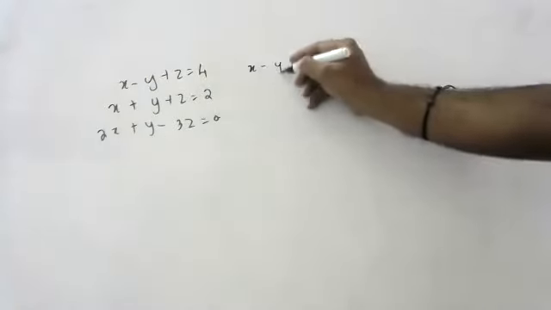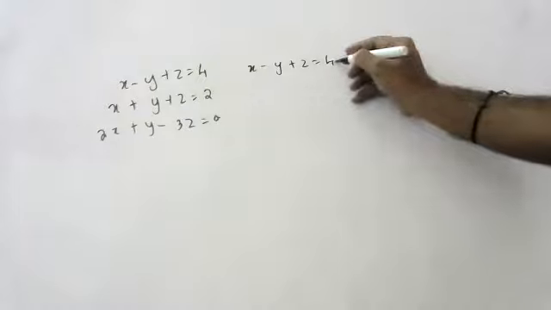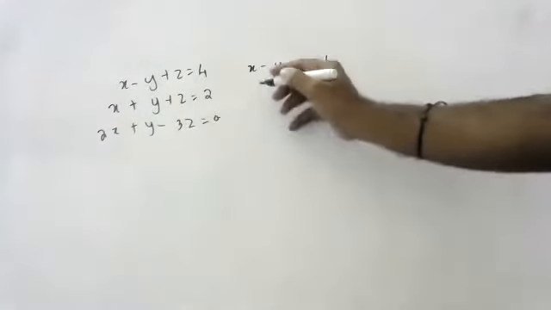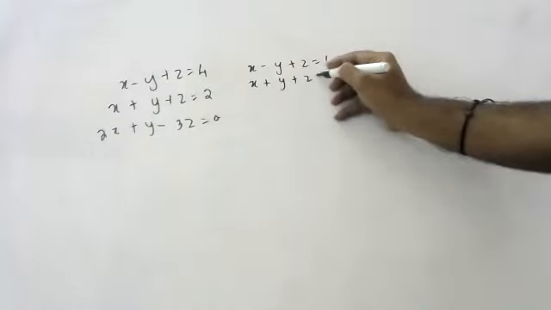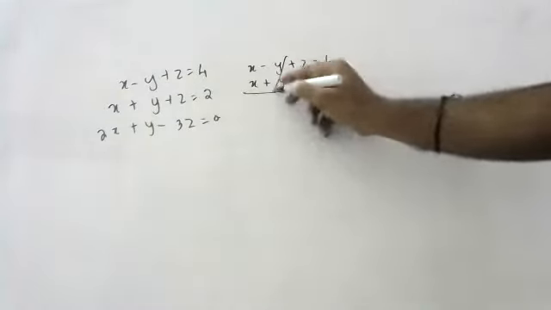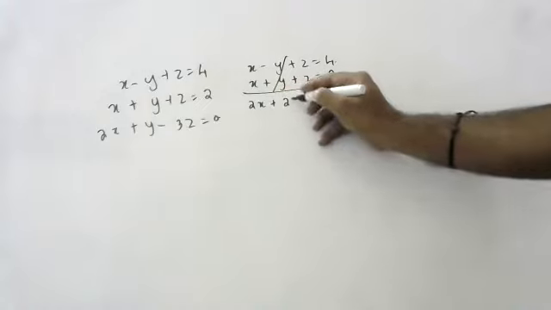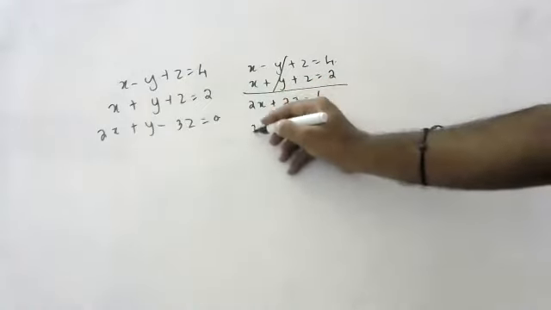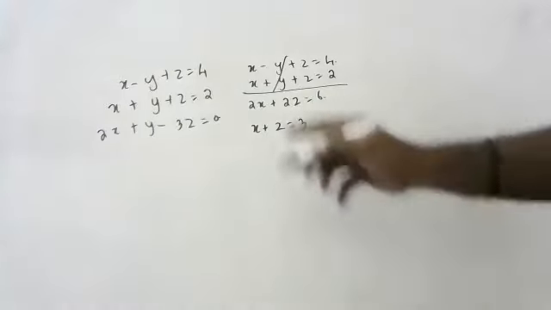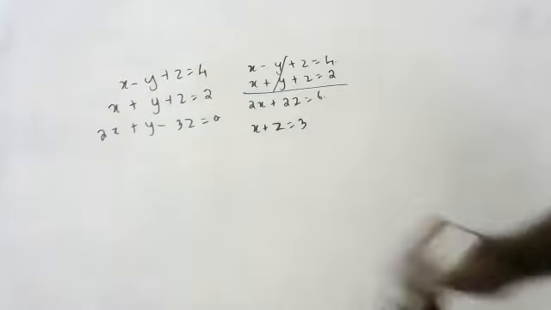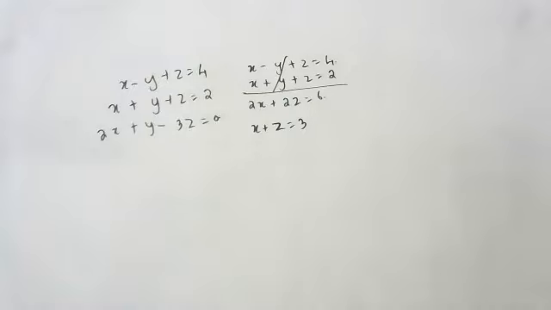x minus y plus z is equal to 4, and here x plus y plus z is equal to 2. If you solve this, y cancels. 2x plus 2z is equal to 8, so x plus z is equal to 8 by 2, how much? 3. So x plus z is equal to 3. But this alone is not enough to get the values.